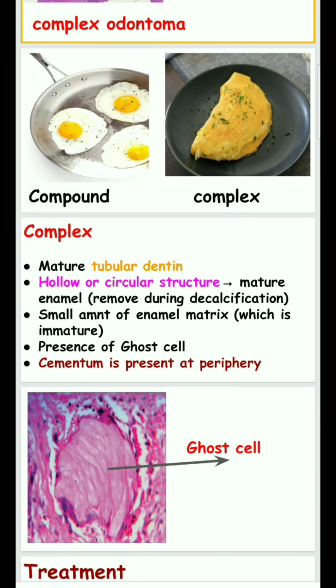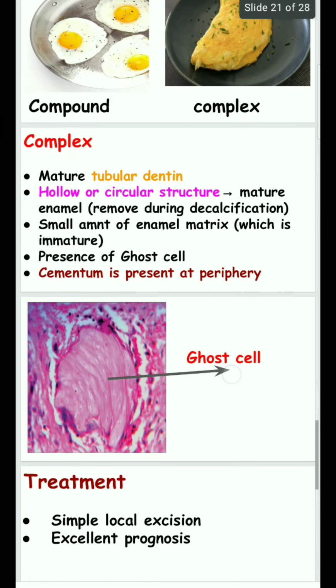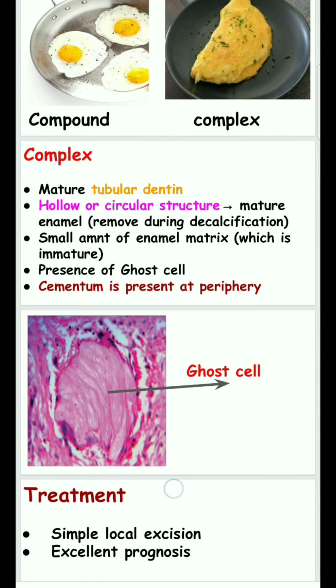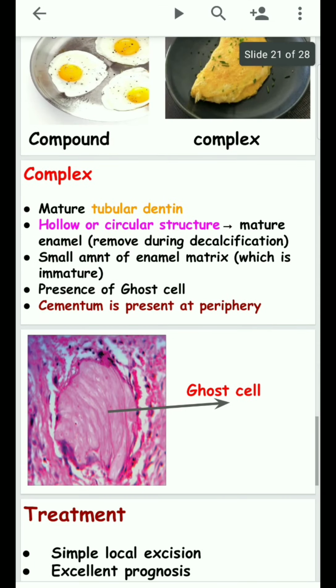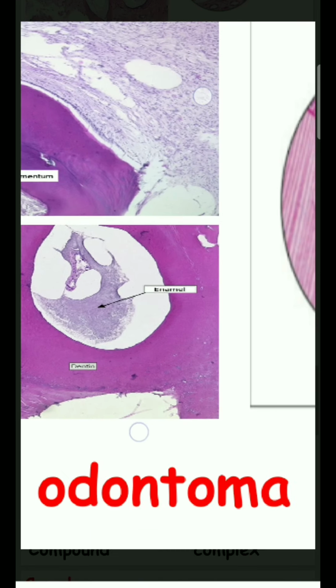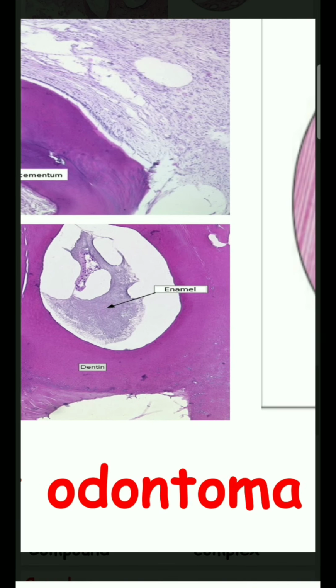The presence of ghost cells is also seen. What are ghost cells? Ghost cells are eosinophilic, lack organelles, and are filled with keratin or calcified material. Cementum is present at the periphery, and a small amount of immature enamel matrix is present. Here is the small amount of enamel matrix which is immature.